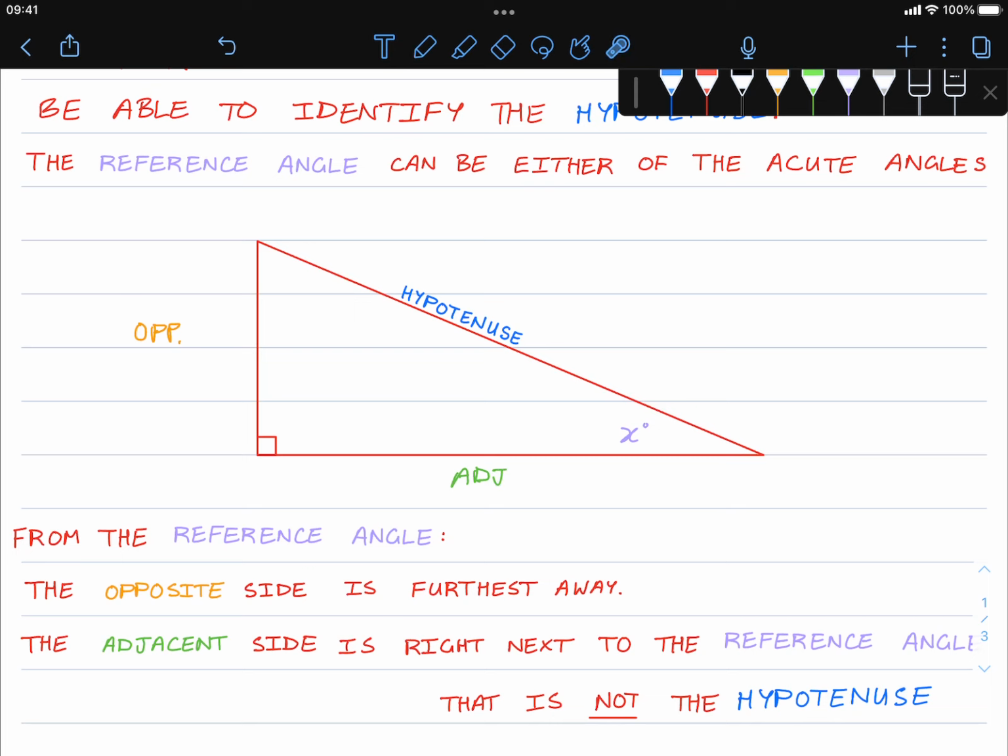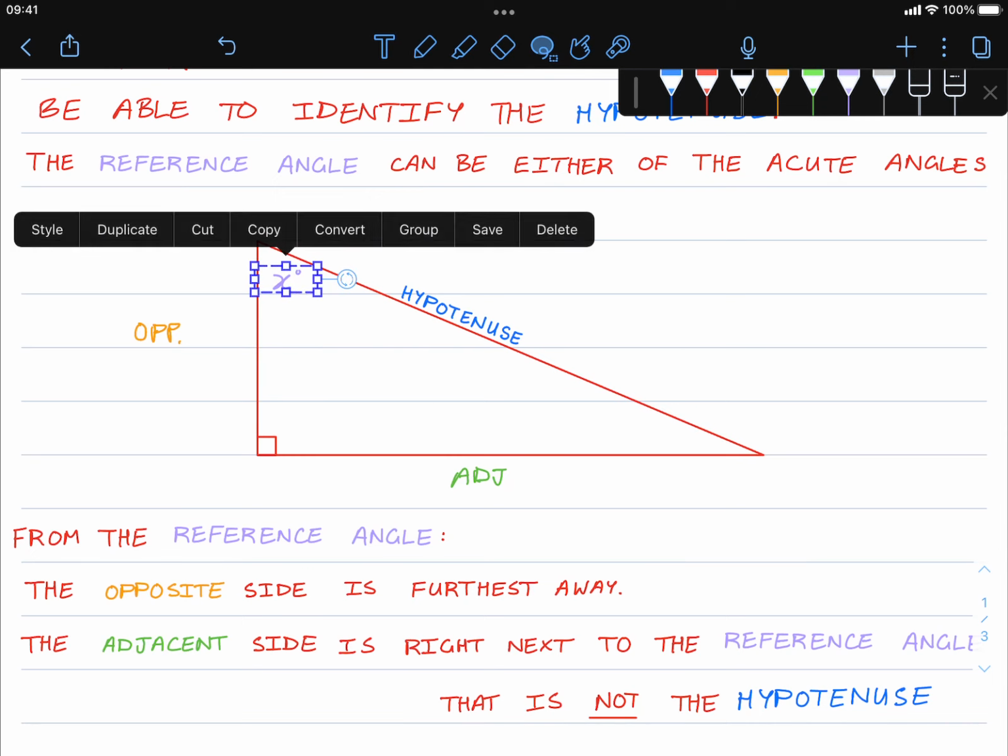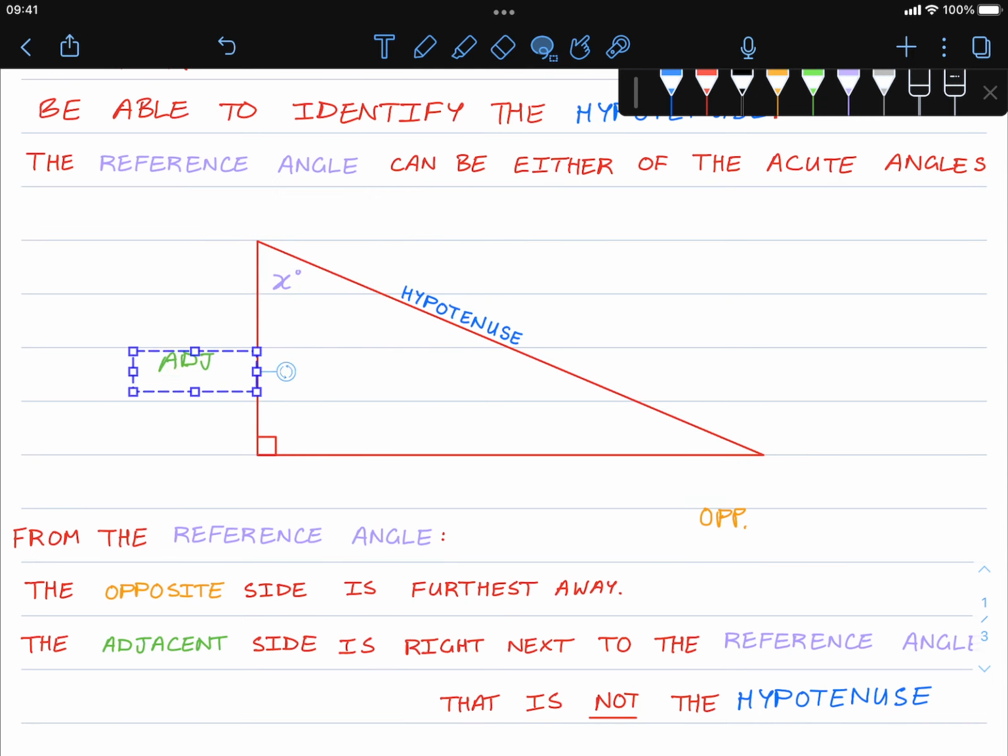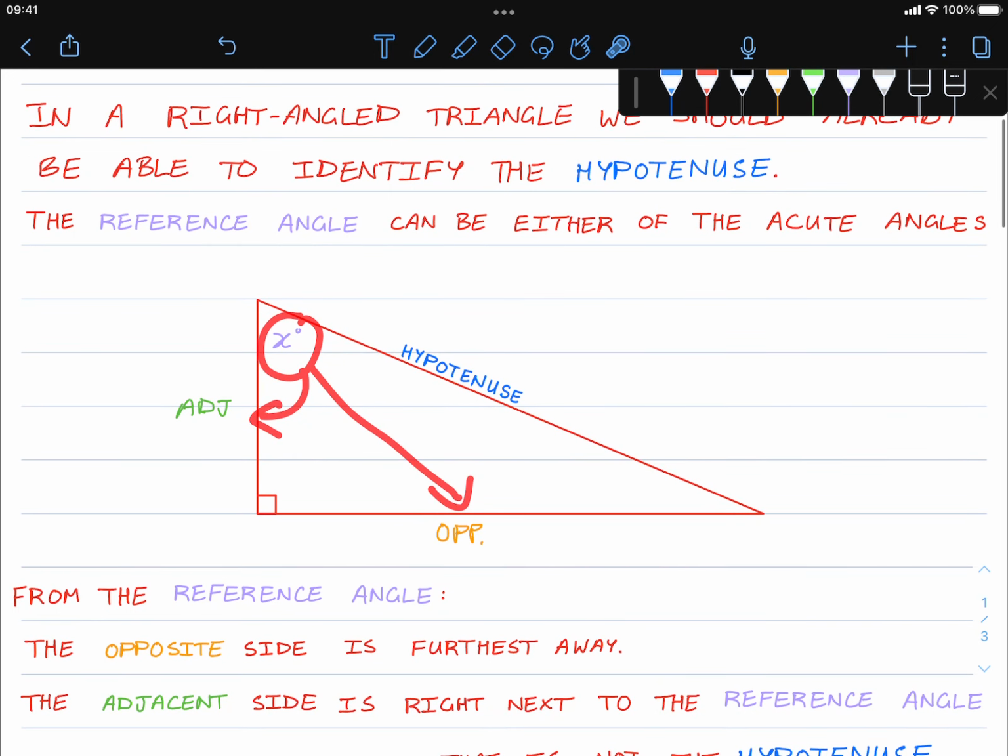So if the reference is here, this is opposite and this is adjacent. But if the reference is placed over here, what is opposite and what is adjacent will change. So we must always be thinking about where the reference angle is placed, because what is opposite and what is adjacent changes depending on where the reference angle is placed.